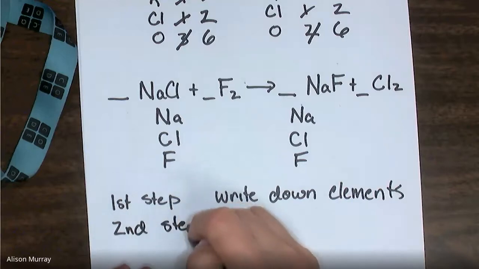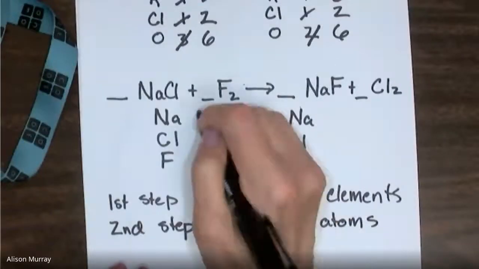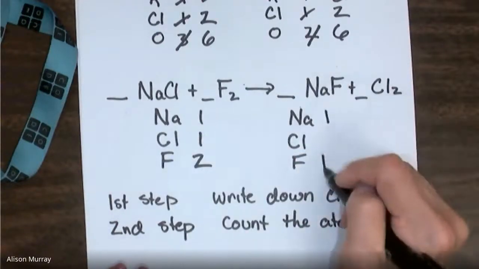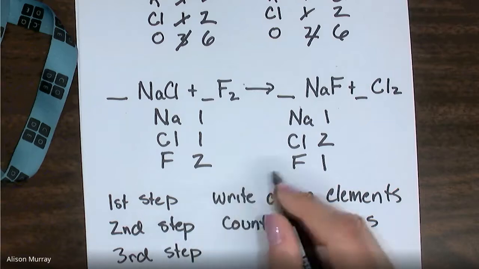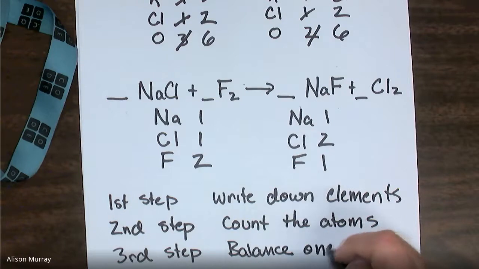Second step, the atoms. We have 1 Na, we have 1 Cl, we have 2 Fs. We have 1 Na, we have 1 F, we have 2 Cls. Well, the Nas are looking good, right? Third step, balance one at a time using the numbers in front, the coefficients.